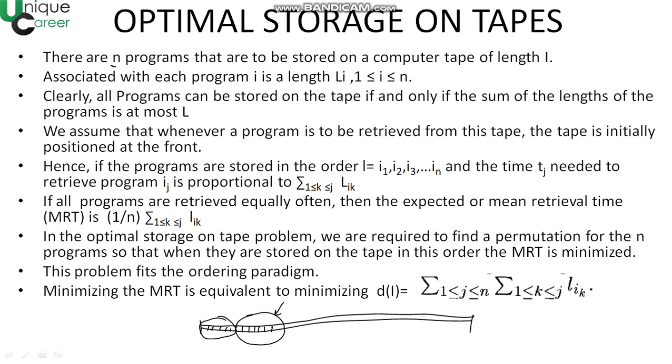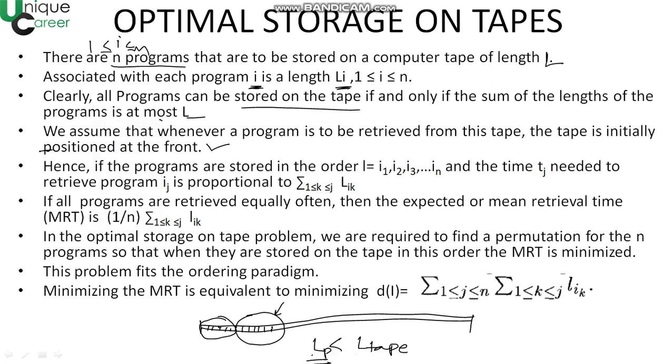What is the problem definition? Let us try to understand. There are n programs that are to be stored on a computer tape of length L. Associated with each program i, where i is between 1 and n, there is a length Li. Clearly, all the programs can be stored onto the tape if the sum of the lengths of all the programs is less than the length of the tape, that is, if and only if the sum of the lengths of the programs is at most L.